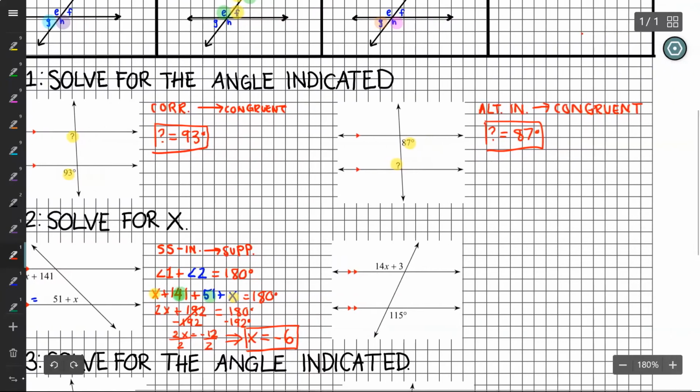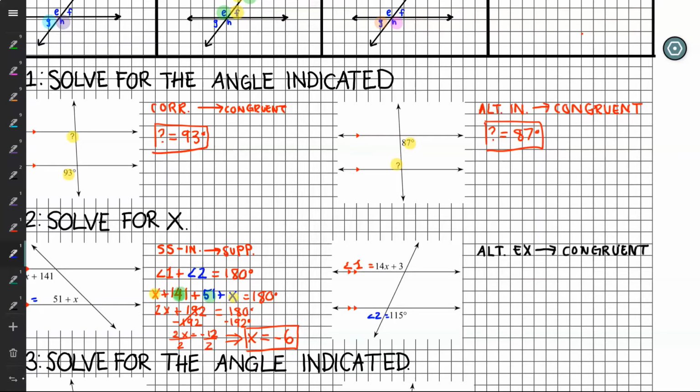Alright, next example, we're going to do the same thing. Figure out what our relationship is first. So I'm on the outside of the parallel lines now. Both of them are on the outside and they're on opposite sides. So I have alternate exterior, which I know means that they are congruent. So this setup is going to be a little bit different than the one we just did. I'm still going to set up with angle 1 equals 14x plus 3, and then I have angle 2 equals 115.